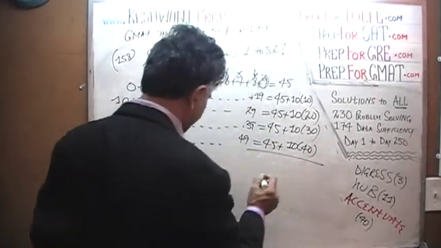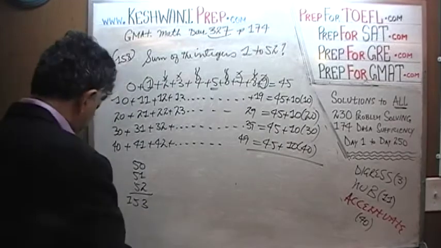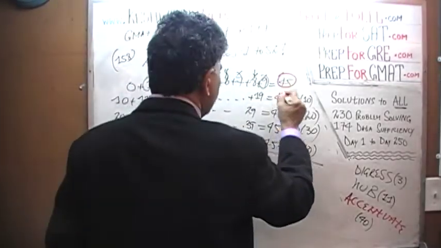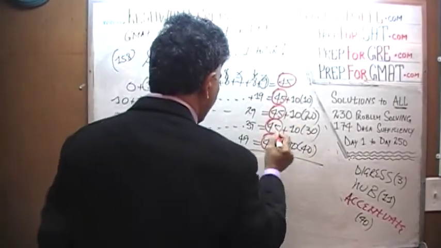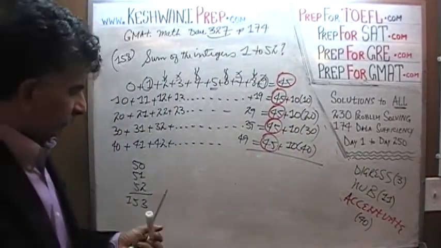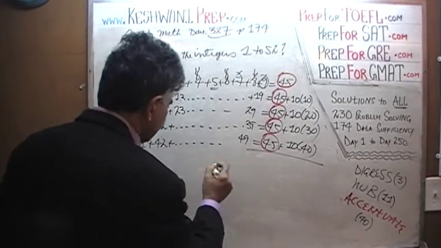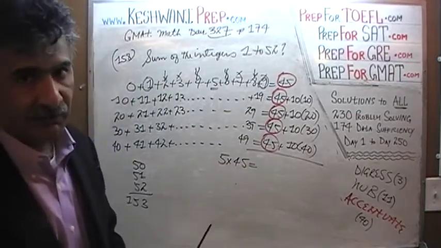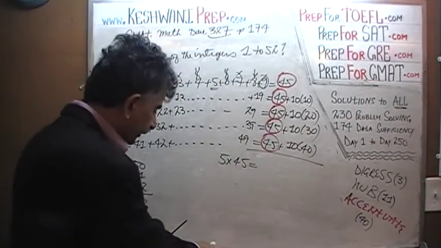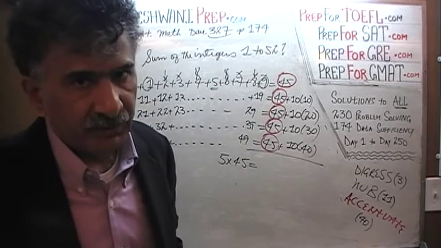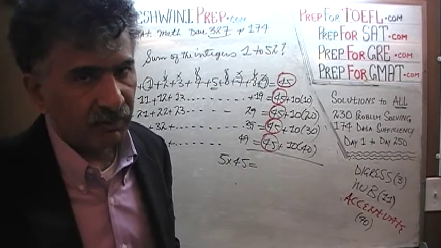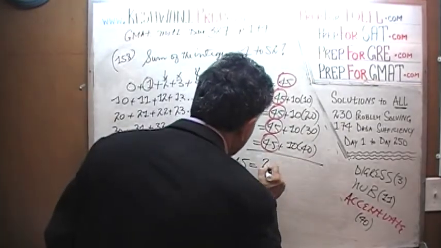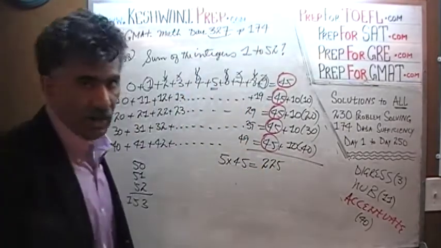What we find here is, let me change the color so we can see it here. We have 1, 2, 3, 4, 5. We have 5 45s. We know 10 45s are 450. Therefore, 5 45s should be half of 450, which is 225.